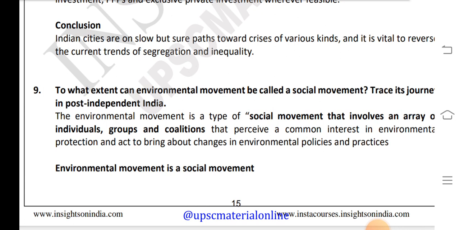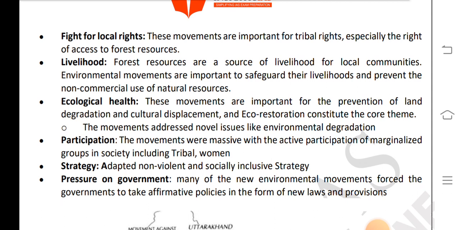Question number 9. To what extent can the environmental movement be called another social movement? Trace its journey in post-independent India. The environment movement is another type of social movement that involves individuals, groups and coalitions who perceive a common interest in environment protection and act to bring about changes in environmental policies and practices.